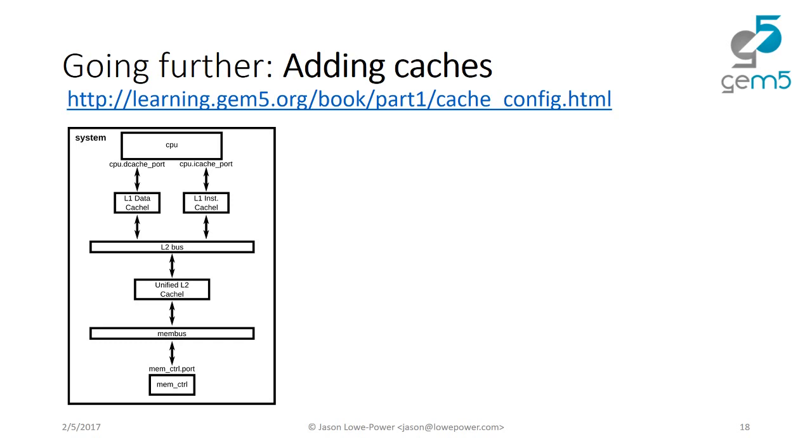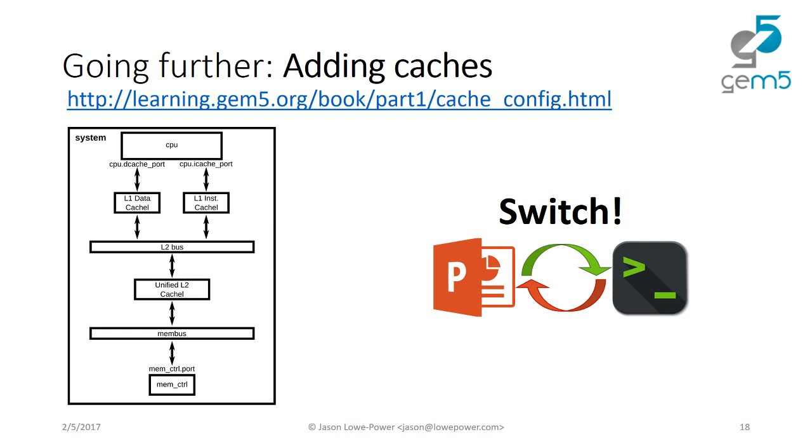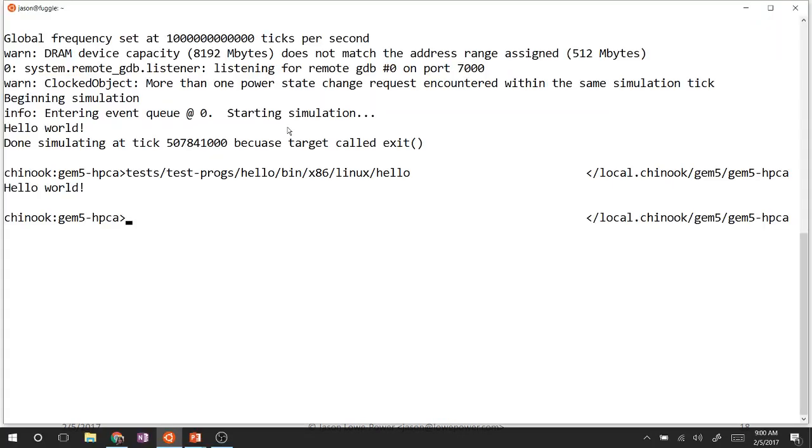Okay, so in the book, there's another chapter, actually a couple other chapters, about adding caches, which we're going to skip through pretty quickly. I just want to hit a couple highlights from this chapter rather than diving into it. If you wanted to add a cache, you might ask what is the cache that I can add in my config script? There's some sim object somewhere that you're going to want to instantiate. To find it, we can look in the source directory.